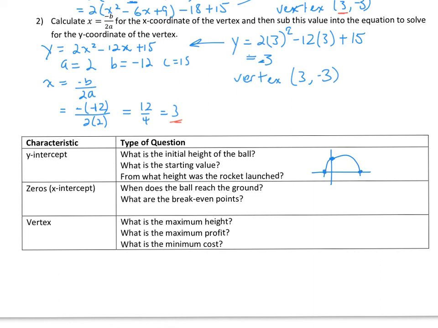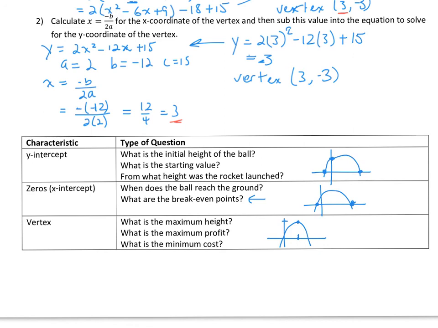Or we also, when we talked about our profit questions, the break-even points are where the profit equals 0. So we're looking for the x-intercepts for our values there. When does the ball reach the ground? So think of the graph with that. For the vertex, if we're asking for what the maximum height of something is, we're looking for that y coordinate. We're looking for the time it reaches the maximum height. We're looking for the x coordinate.